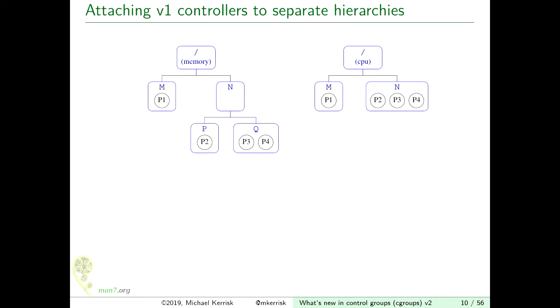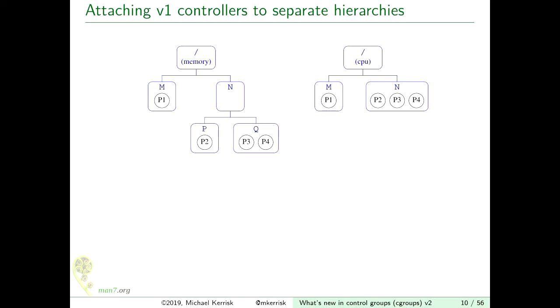So here's the situation we have if you've got individual controllers mounted against individual hierarchies. And here I've just taken a couple of examples, the memory controller and the CPU controller. What we've got here is a bunch of cgroups with some processes in them, P1, P2, P3, P4. Now, if we do things this way, then with the memory controller, we can do fine-grained allocation of memory, say, to process P2 versus processes P3 and P4. We can make individual decisions about those two different groups of processes.